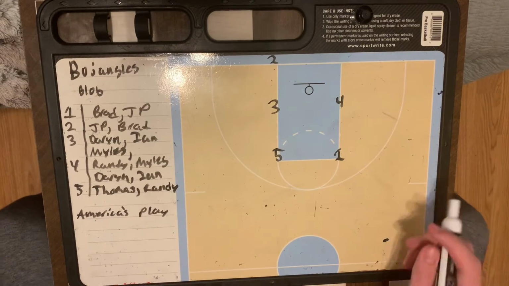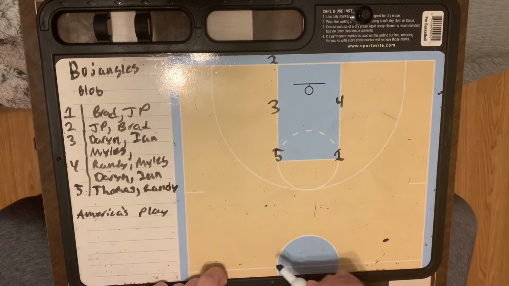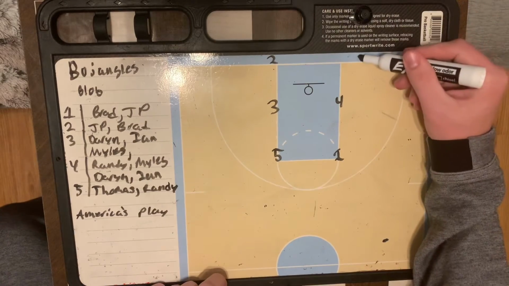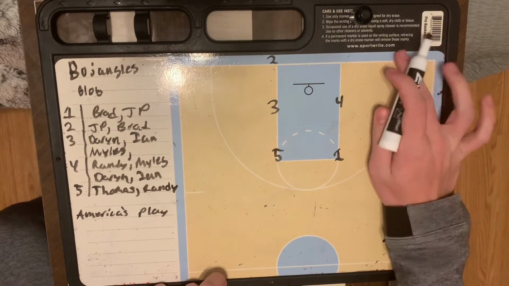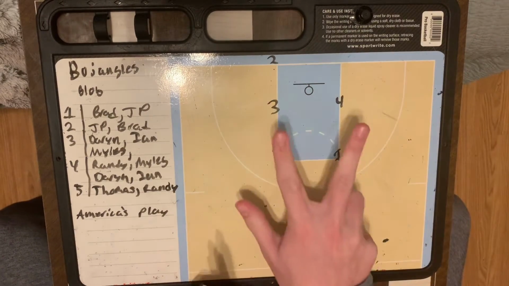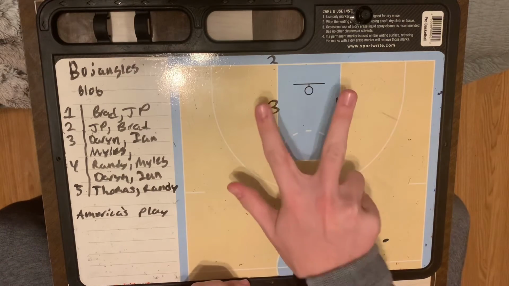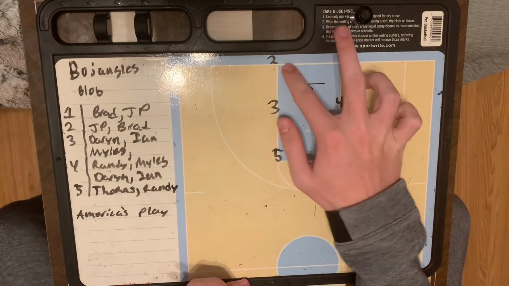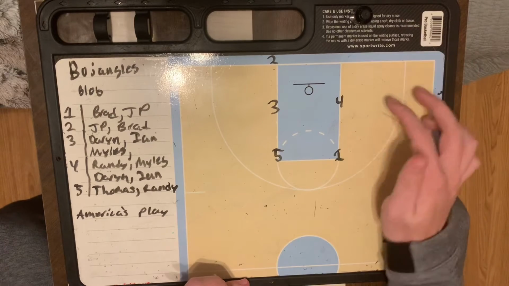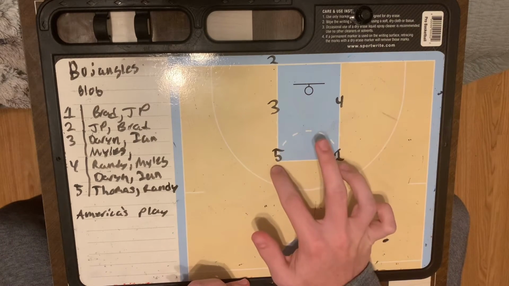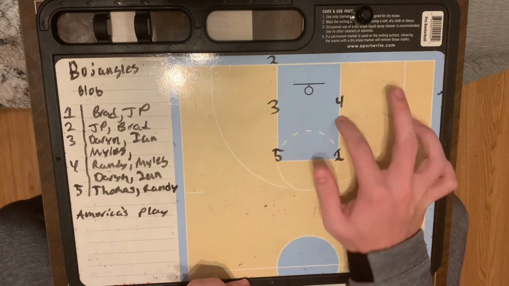All right, here we are. Baseline out of bounds play. So anytime the ball goes out of bounds and we have a pass in from the baseline, this is what we're gonna run. Just like pretty much every single play, this play will flip. So if we were throwing it in from this side, the 4 would be over here, the 5 would be over here, 1 over here, and 3 over here.